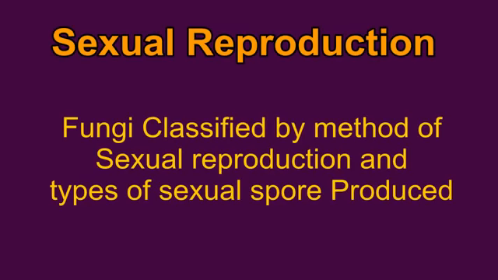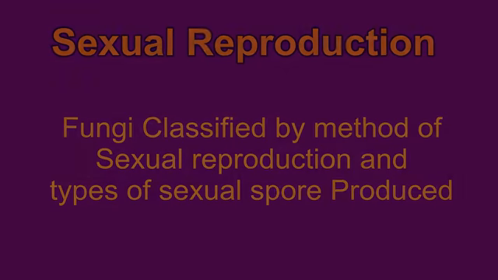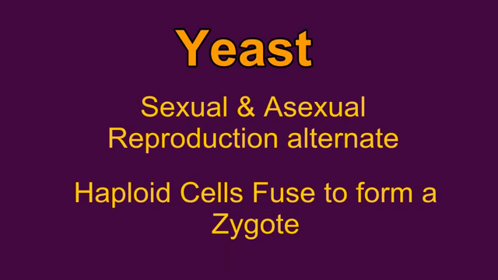Variations in the methods of sexual reproduction are used in the classification of fungi. The fungi are classified into groups based mainly on the type of sexual spore that they produce. In yeast, asexual and sexual reproduction alternate. In sexual reproduction, haploid cells fuse to form a zygote.